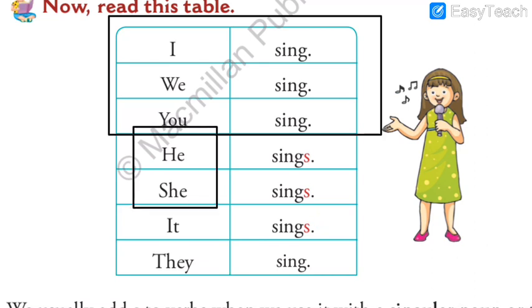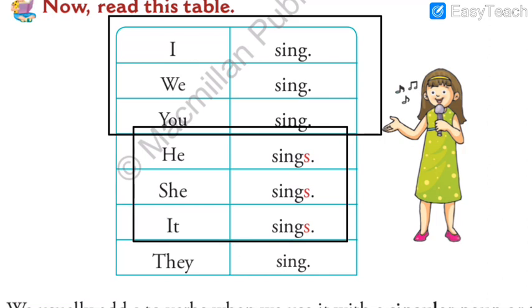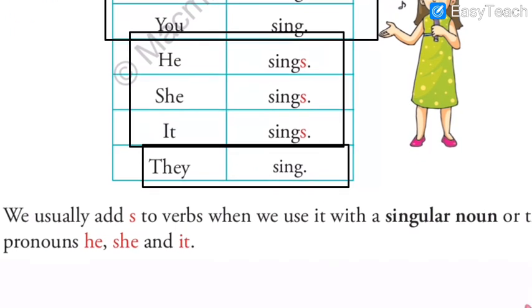So these are different. And again, if you can see in the last one, they sing. Again, S is not there. So with he, she, it, they have added S, and with all the other plural form, including I, which is singular, they have just kept the word as it is, the base form of the verb sing. So what it is, let me explain it to you. So whenever student, we usually add S to verbs when we use it with the singular noun or the pronouns he, she and it.